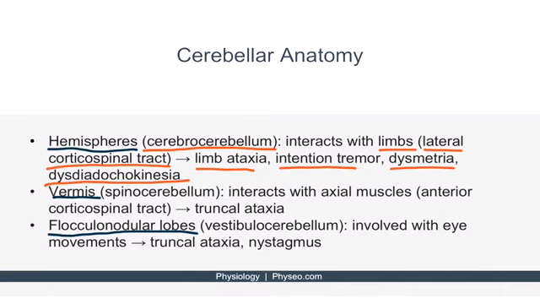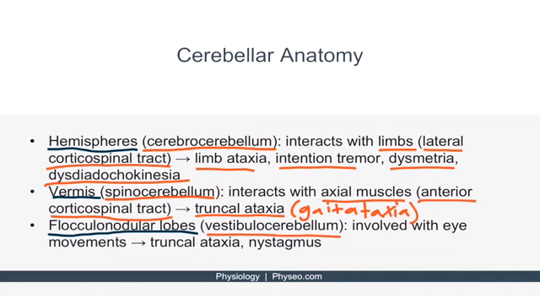Now, the vermis can be called the spinocerebellum, and this interacts with the axial muscles, so the anterior corticospinal tract. If you damage this, you can get truncal ataxia, or ataxia while walking, gait ataxia. The flocculonodular lobes can be called the vestibular cerebellum, and it's involved with eye movements. If damaged, you can get truncal ataxia, just like with vermis damage, and you can also get nystagmus.